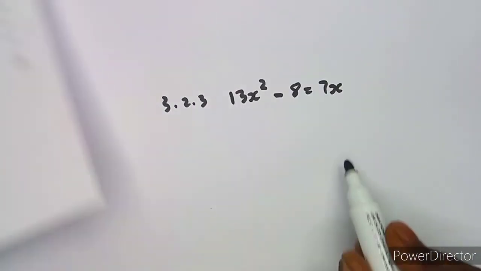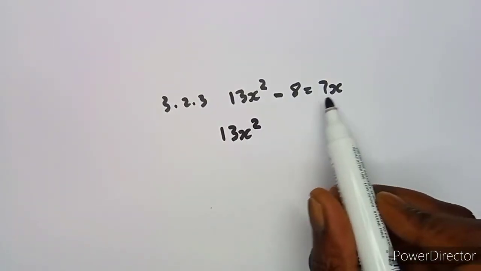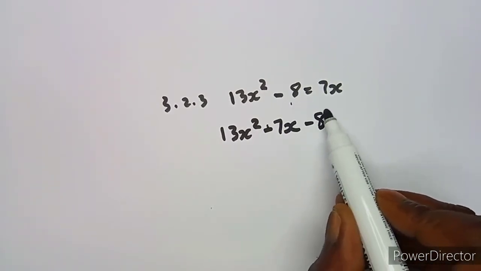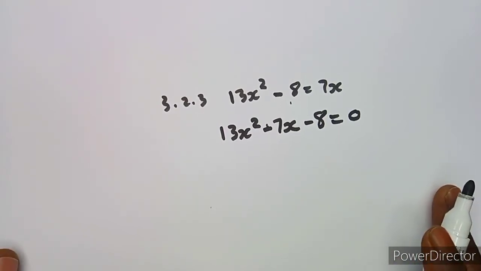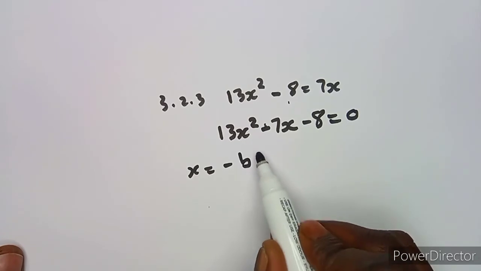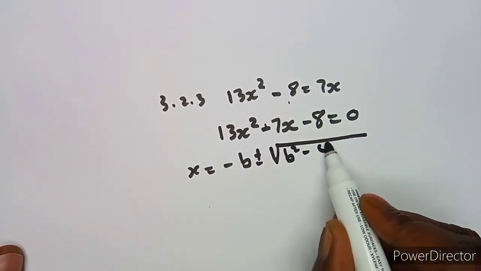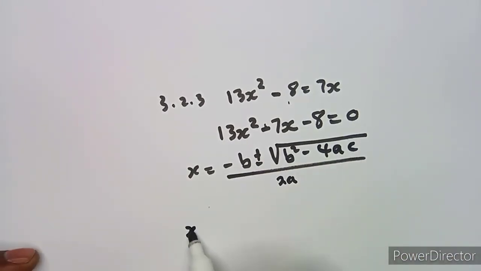So we have to transpose 7x. If we transpose this, it's going to be 13x squared minus 7x minus 8, which is already there, is equal to 0, like that. So if you are to apply the quadratic formula, remember your quadratic formula, x is equal to minus b plus or minus the square root of b squared minus 4ac over 2a. All right, that's your quadratic formula there.